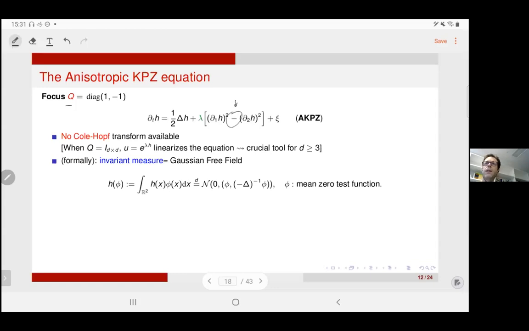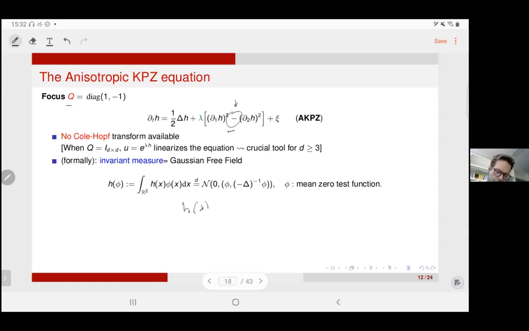But there is another thing that helps instead. In the case of this equation with the minus, which is the one we are looking at, one can write down, at least formally, what is the stationary state of the process. And the stationary state is the so-called two-dimensional Gaussian free field. What is that? I guess for many of you it's known. If you take H of X as a function of space, you should imagine H of X to be a Gaussian function of space, which is centered and such that its covariance is the inverse of the Laplacian.